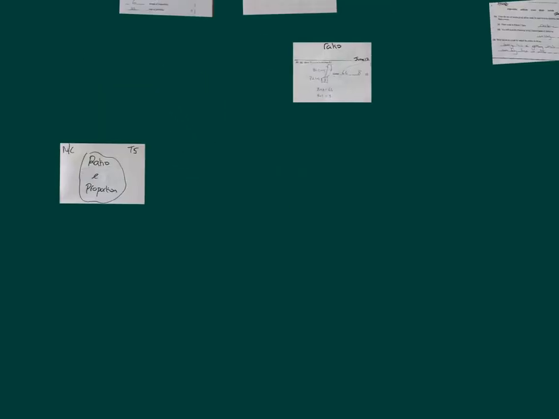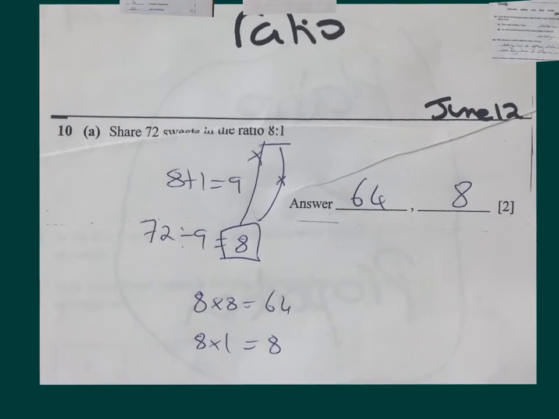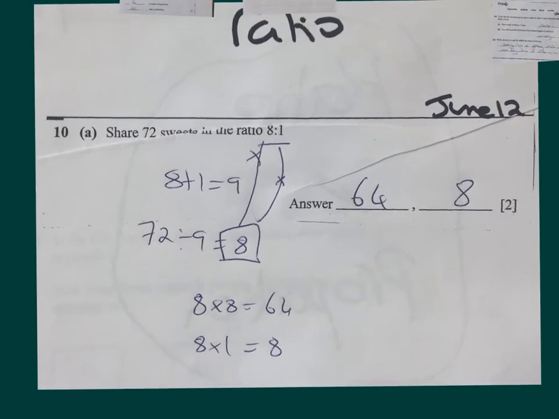So we'll just square that off and we'll bring the other one up. Put that up there. So this question, fairly straightforward. Share 72 sweets in the ratio 8 to 1. We go through our processes and we realise that 8 is the box number. 8 eighths is 64, 8 ones is 8. In recent times they've went for reverse ratio questions, so watch for the reverse ratio. But on this occasion that's just a standard ratio question.